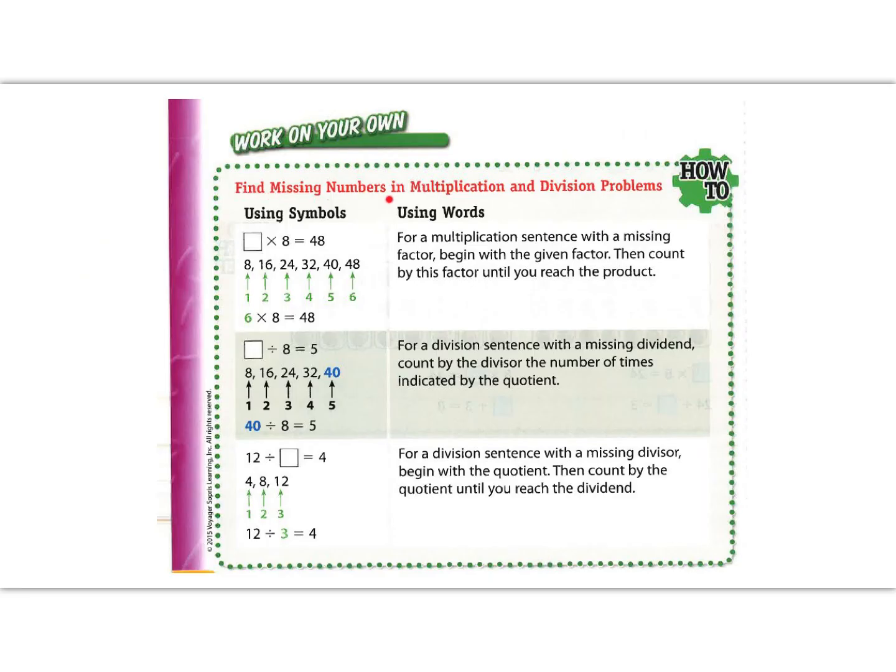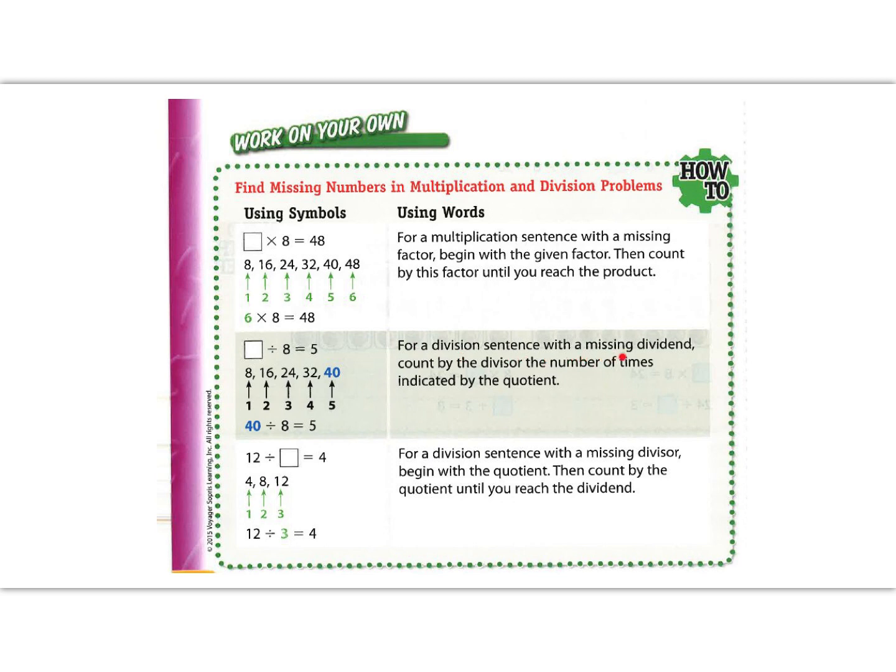Okay, so find the missing numbers in multiplication and division problems using symbols. Here we have something times 8 equals 48. So it says for a multiplication sentence with a missing factor, begin with the given factor, then count by this factor until you reach the product. So here we did skip counting by eights, and then we counted how many times. So 6 times 8 is 48.